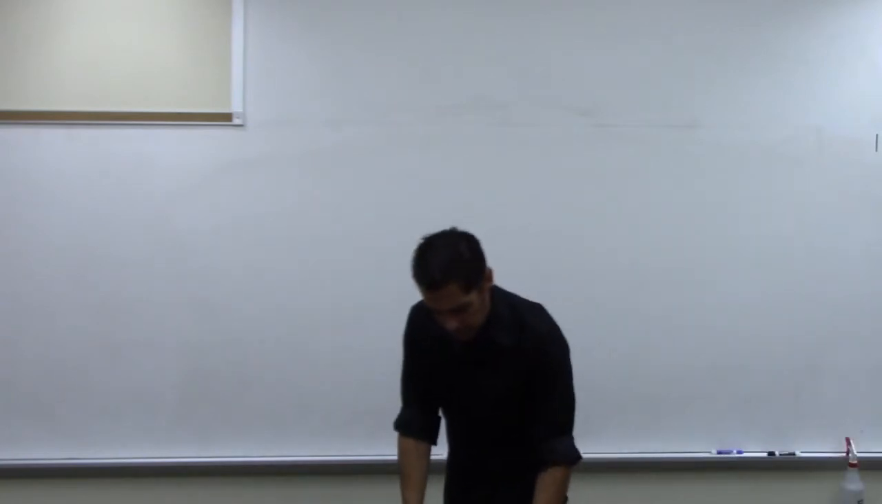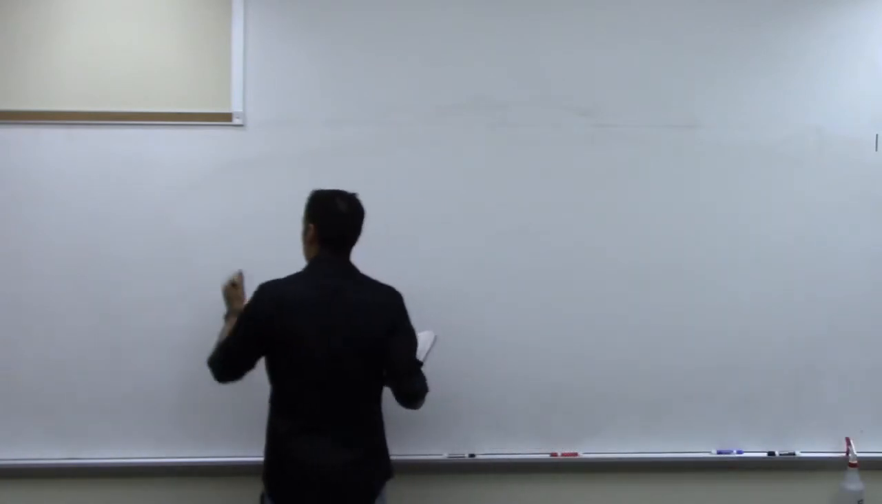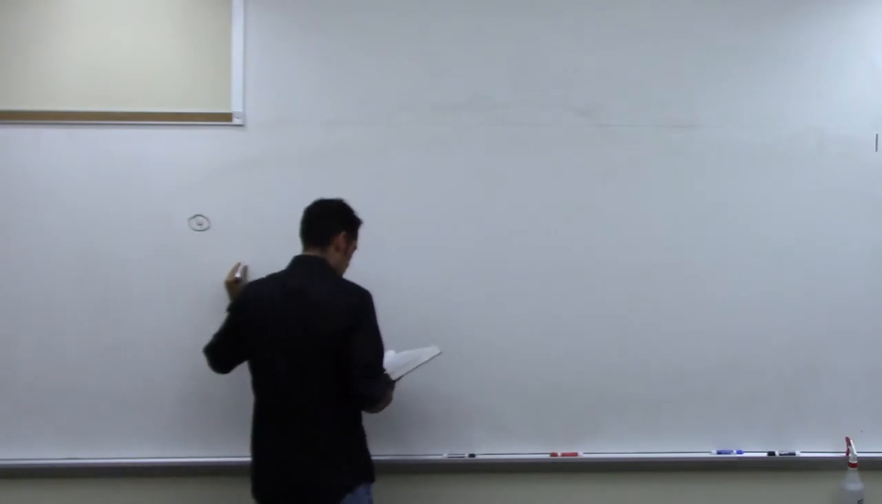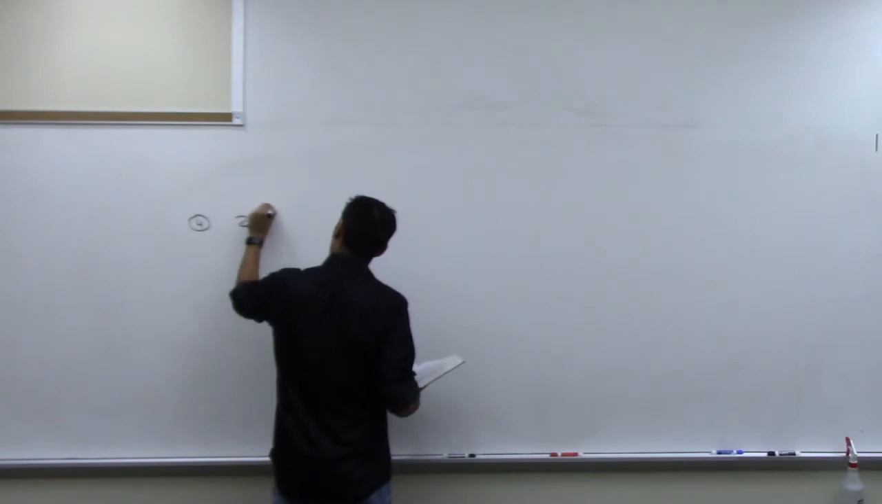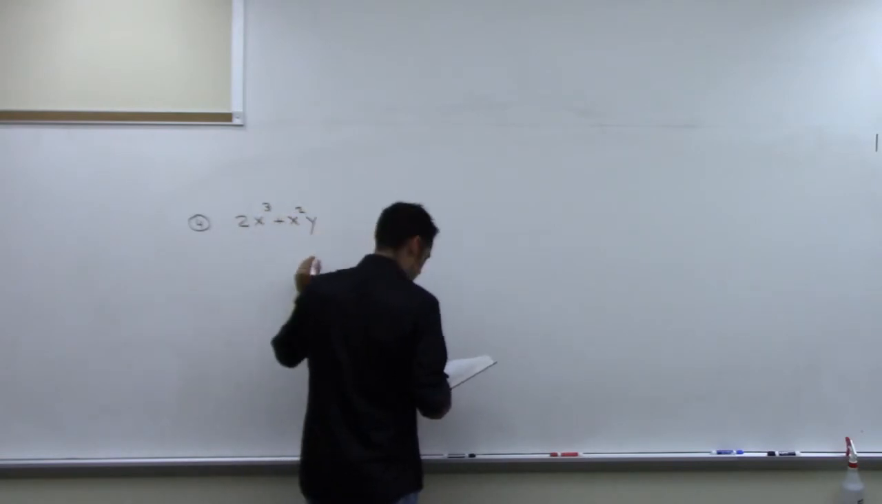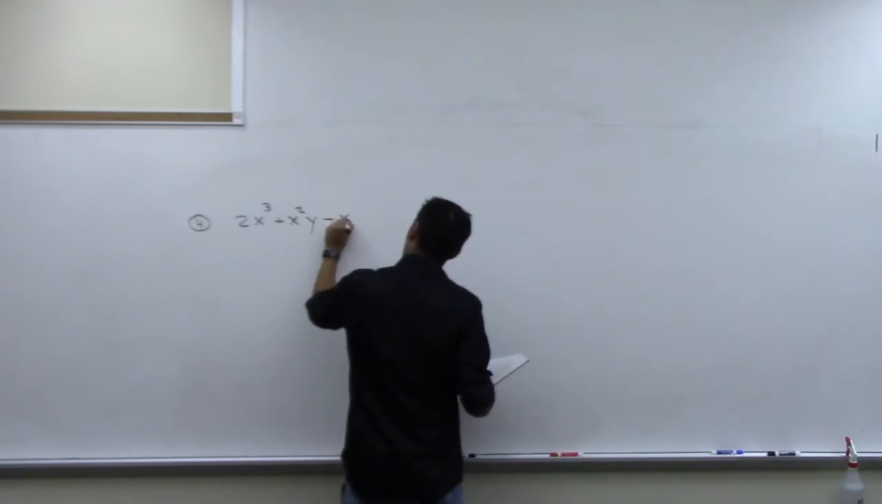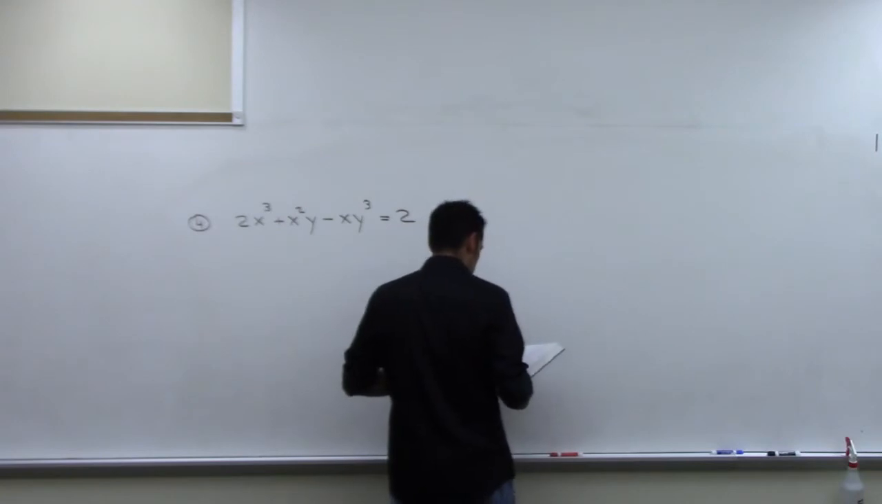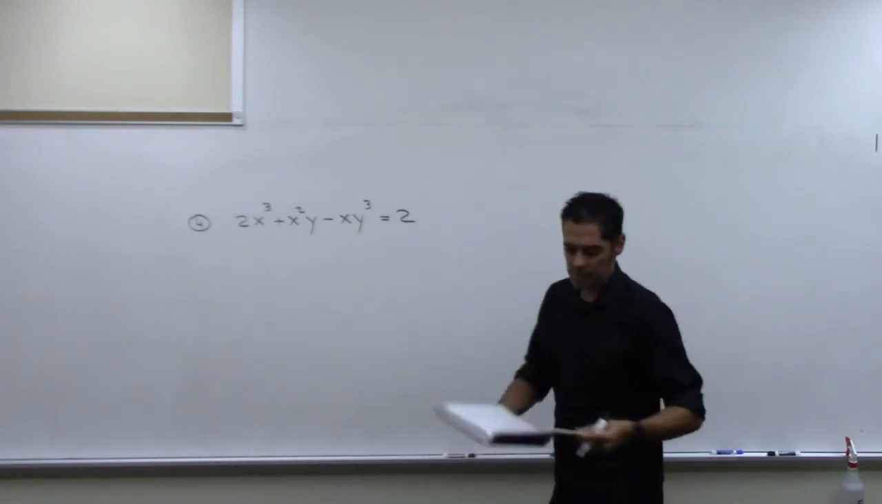Okay, let's look at number 4. So now they just want us to do implicit differentiation. They don't want us to do all those different parts. So 2x cubed plus x squared y minus xy cubed equals 2. And we want to find dy dx.